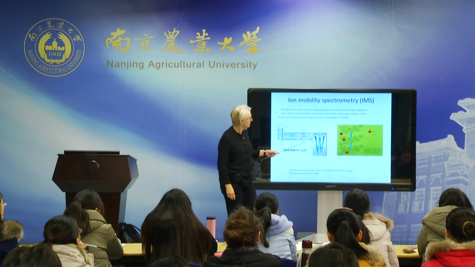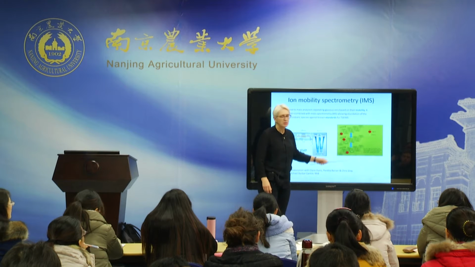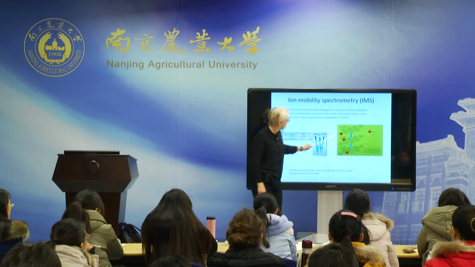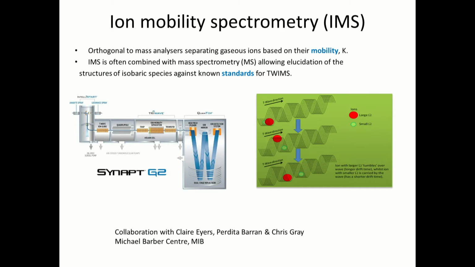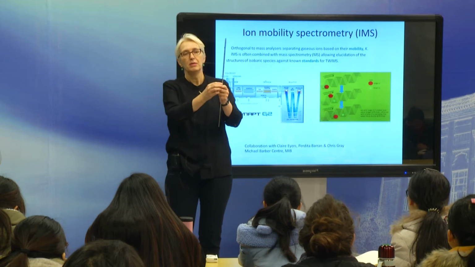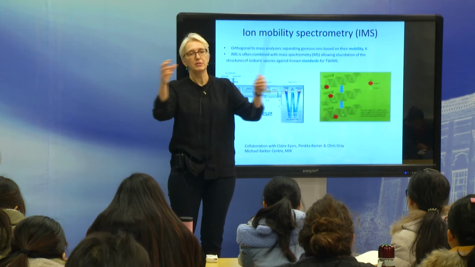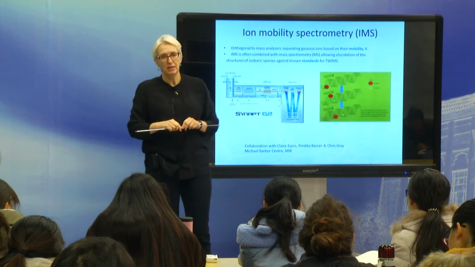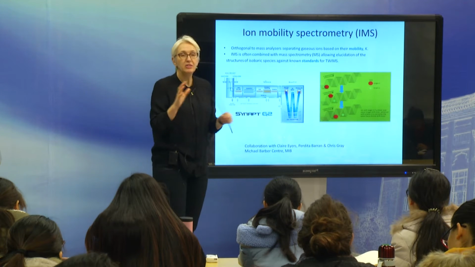It's also a gas phase technique, so you also need to get your sample into the gas phase. But what it separates on is not so much mass, but shape. So now we're looking at the shape of biomolecules. You can imagine some molecules might be very long and thin, some might be very globular. This instrument can distinguish between those shapes, and this is exactly what we want.